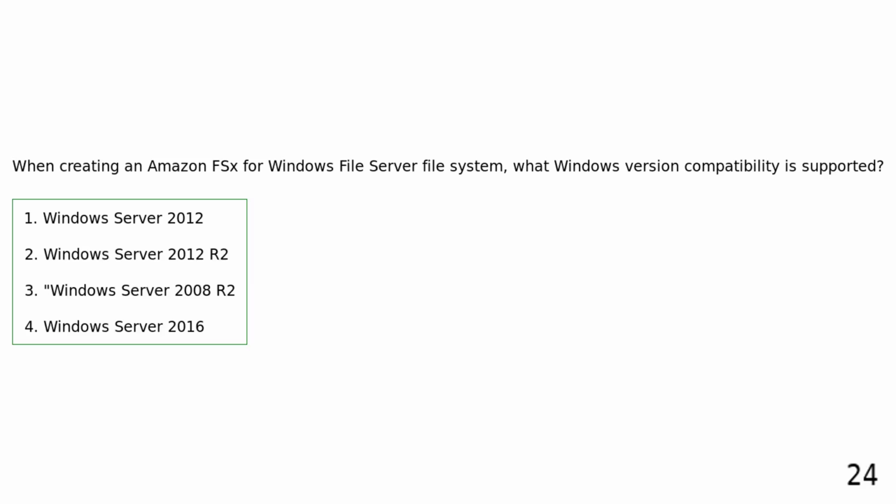When creating an Amazon FSx for Windows File Server file system, what Windows version compatibility is supported? Windows Server 2012, Windows Server 2012 R2, Windows Server 2008 R2, Windows Server 2016, Windows Server 2019.